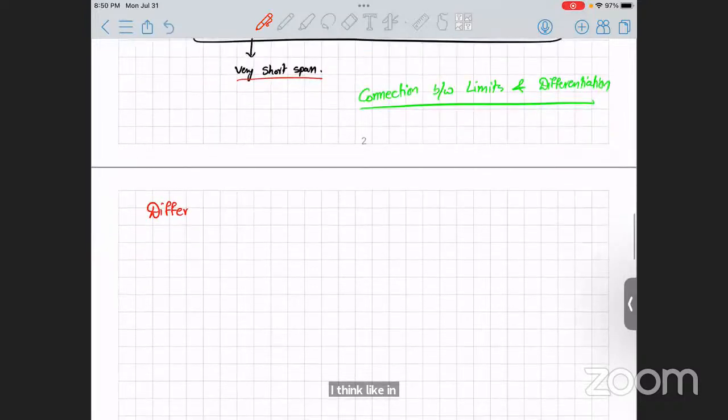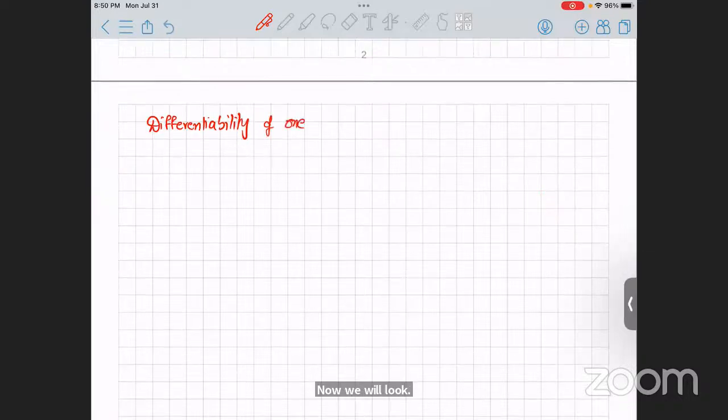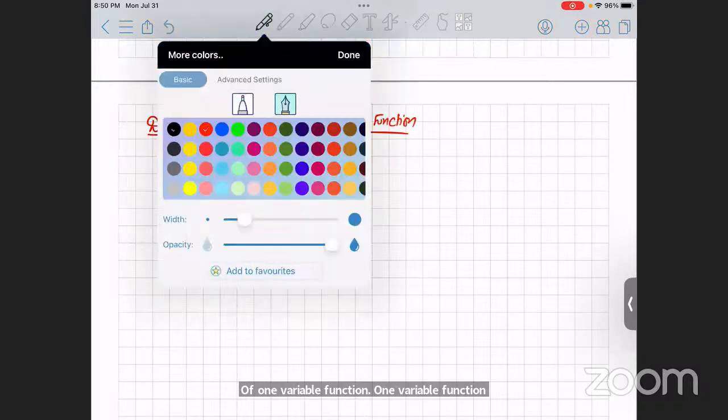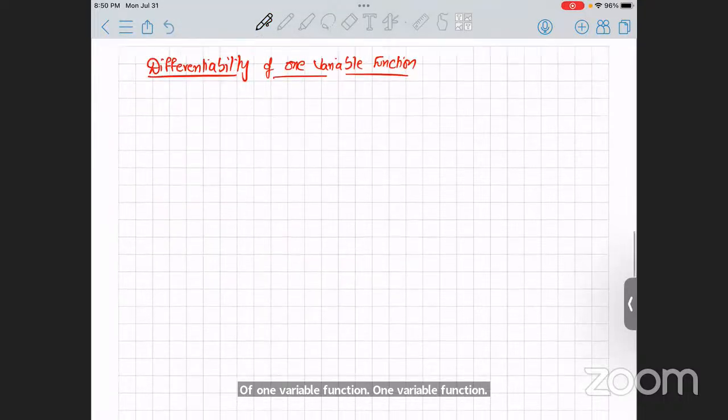Clear till now? Now we will look into differentiability of a one variable function. You already learned it. Look, I will explain it to you with a graph.